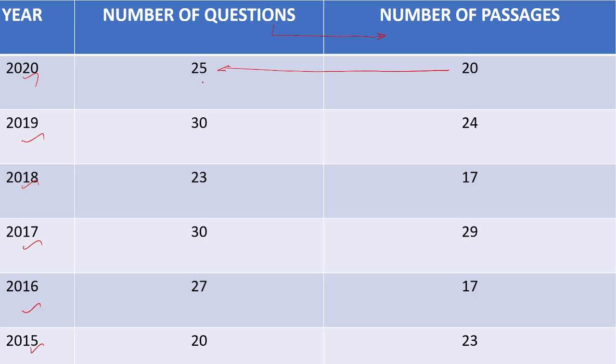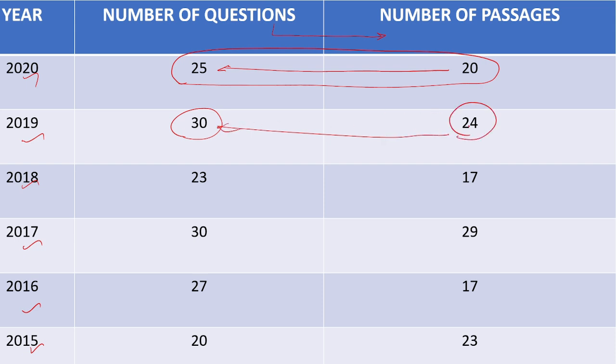If you happen to see, in 2020 there were 25 passages. So it is about a standard. See, this is 25 or 20 passages, 25 questions. So this is standard actually. And here if you see 30 questions, 24, same. So if the number of questions is increasing, the passages are also increasing. You think about it. If the number of questions is decreasing, the passages are decreasing.